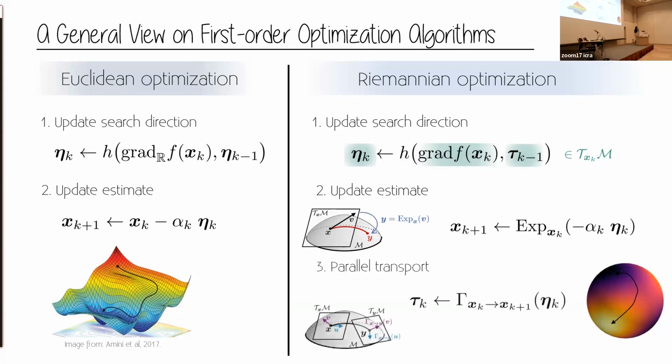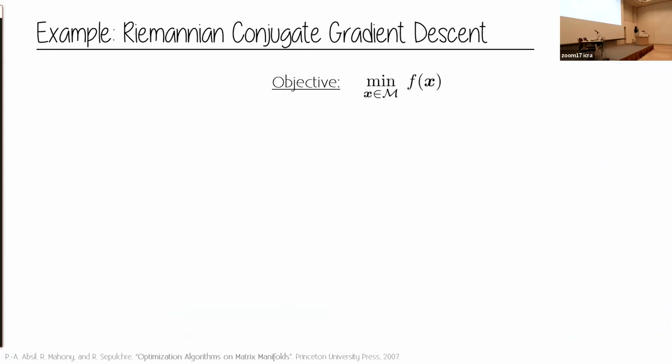And the last step is the one where we actually move our previous search direction from the tangent space at the previous iterate to the tangent space of our current iterate. This is actually very important, okay? It's again the fact that tangent vectors belong to a specific tangent space, and when we change tangent space, we have to move those vectors to the new one using parallel transport, okay? This is very important. So an example of one such generalized algorithm is the Riemannian conjugate gradient descent.